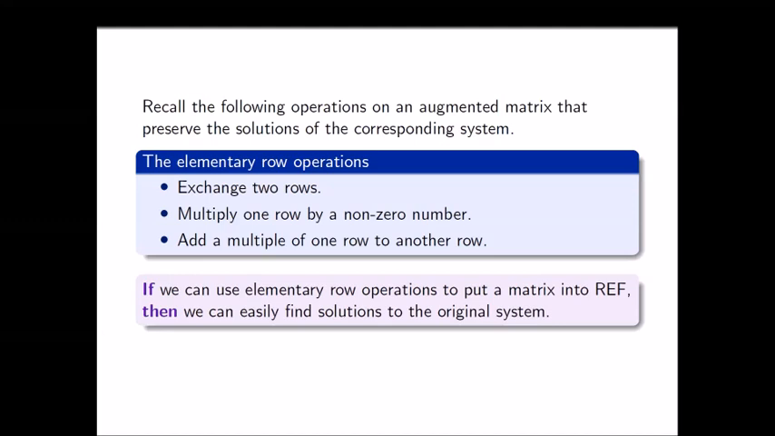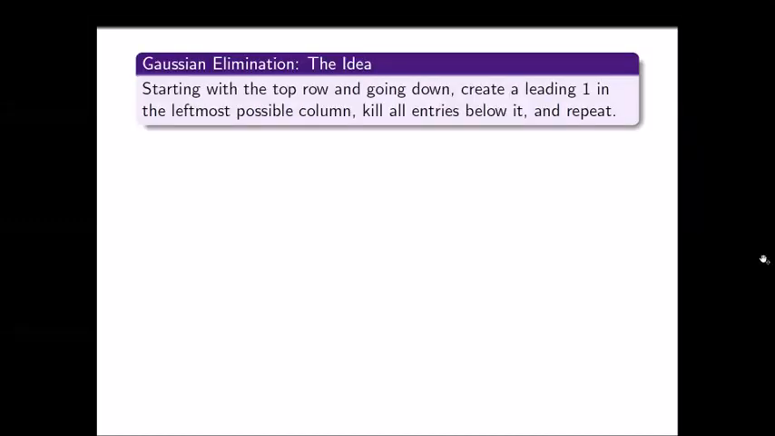And if we can actually do that, then we can find solutions easily, because of the three cases we learned, to any original system of linear equations. So this process of converting augmented matrices into their row echelon forms is called Gaussian elimination. And the strategy is as follows. We start with the top row, and while going down, we create a leading one in the leftmost possible column and kill all entries below it and repeat the process. I know this sounds vague, so let's move to more explicit steps in the algorithm.